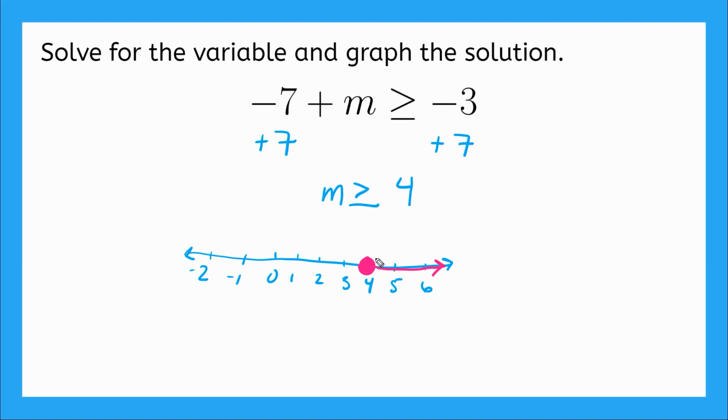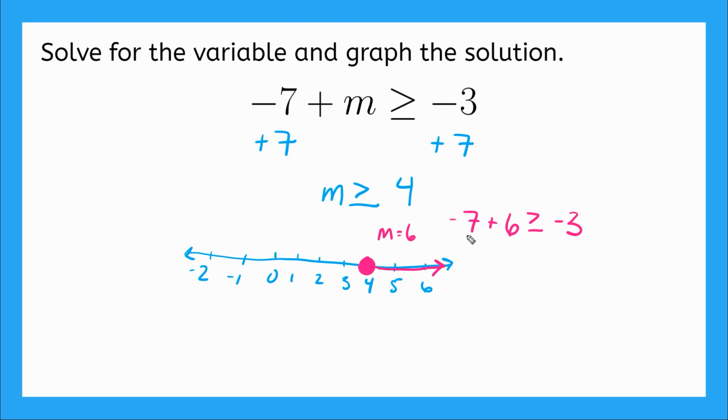Nice. So another thing that we can do to make sure that our answer is right is we can test some solutions. We can test some solutions by picking numbers in our solution set and then plugging those numbers back into our original inequality. So a number here that's in our solution set would be this 6, right? 6 is greater than or equal to 4. So let's plug that in. Let's say, what if m is equal to 6? We'd have negative 7, I plug in 6 here, is greater than or equal to negative 3.